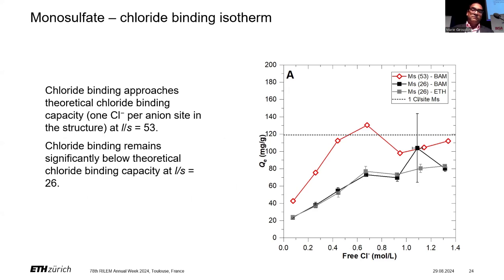So let's see what we got for monosulfate. Chloride binding in the monosulfate phase almost approaches its theoretical chloride binding capacity, which essentially means that 1 chloride per interlayer site is replaced. But this changes as a function of the liquid-solid ratio that you use. If you're using a liquid-solid ratio of 53, at least that's what we used, and you keep reducing that liquid-solid ratio, you never reach the theoretical chloride binding capacity.